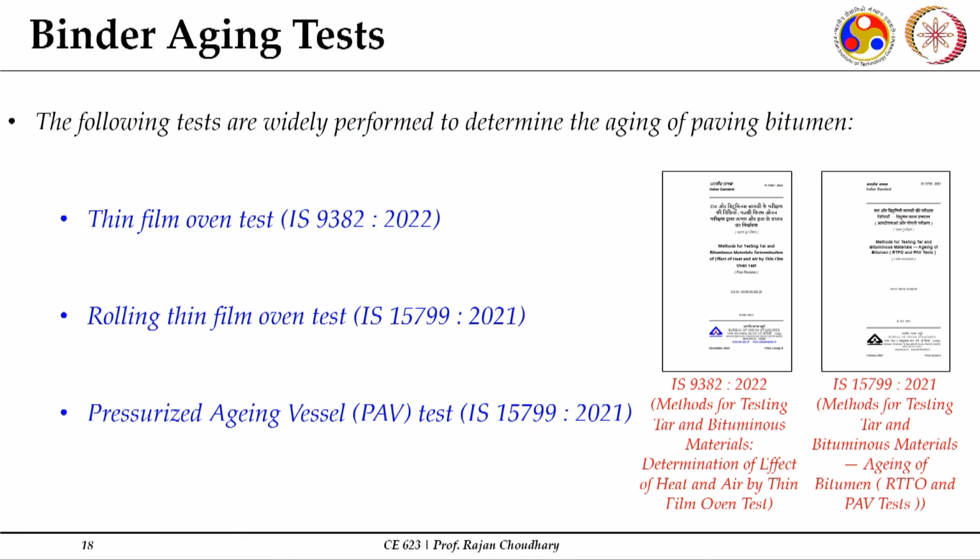Now, the tests which are widely used for the determination of aging characteristics or the aging of a bitumen are: one is the thin film oven test, second is the rolling thin film oven test, and third one is the pressurized aging vessel test, the PAV aging test. And we have the IS specification 9382, which is for testing the determination of effect of heat and air by thin film oven. Then we have IS 15799, which is for the aging of bitumen through RTFO and PAV test.